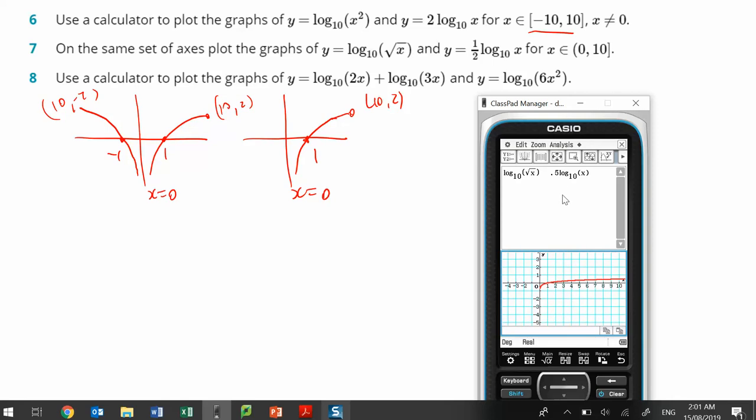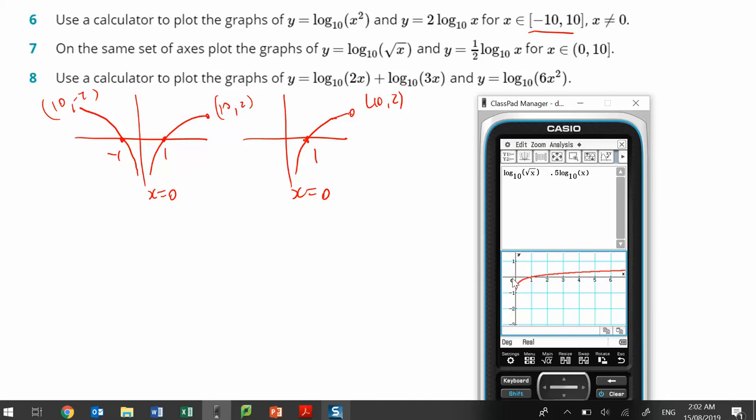Let's see what the intercepts are. Analysis, G-Solve, root. Yep, it's at 1. And do we have a y-intercept? I don't think we do. There's actually an asymptote there that we can't see, so if we zoom in, we should see that it doesn't touch the axis.